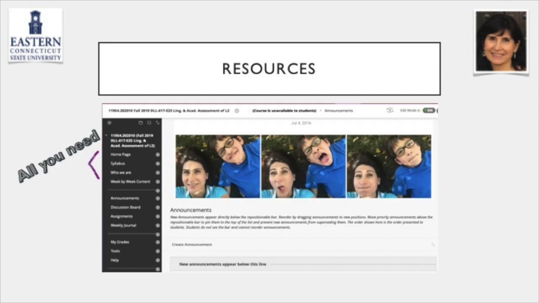So this leads to the resources that we will use for the course. Everything you need will be in Blackboard within this course in the first 3 tabs: syllabus, who we are, and week by week content, in addition to our main page, which is the announcements. And this is the case because assignments, discussion boards, tasks, there's a link for all these within each week.